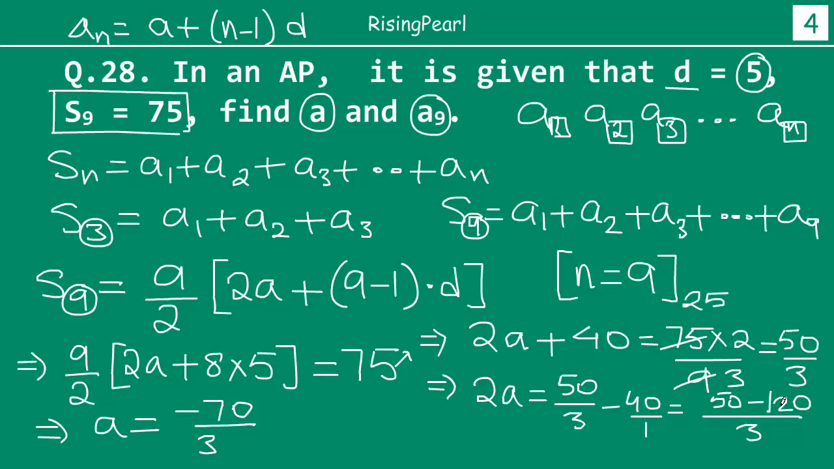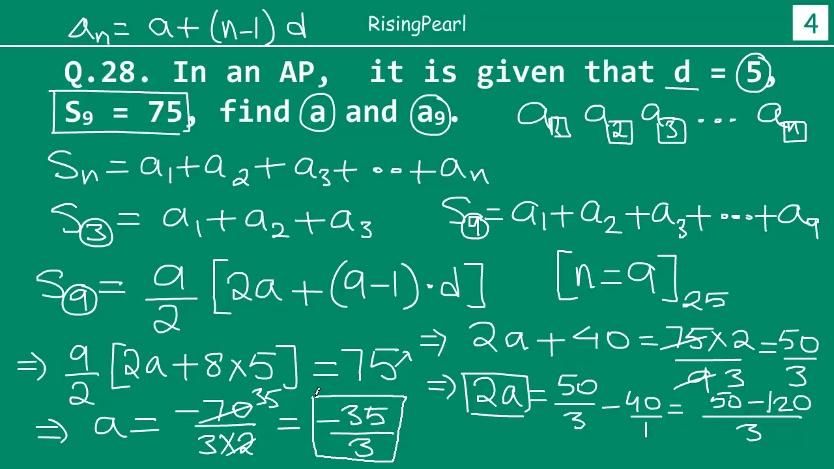Minus 120 plus 50 is minus 70 by 3, which is equal to twice A. So A equals, this 2 will go to the denominator, so 2 times 3 in the denominator, and 2 35s are 70, so it will be minus 35 by 3. So the first term is this. Now we know that A is minus 35 by 3, right?